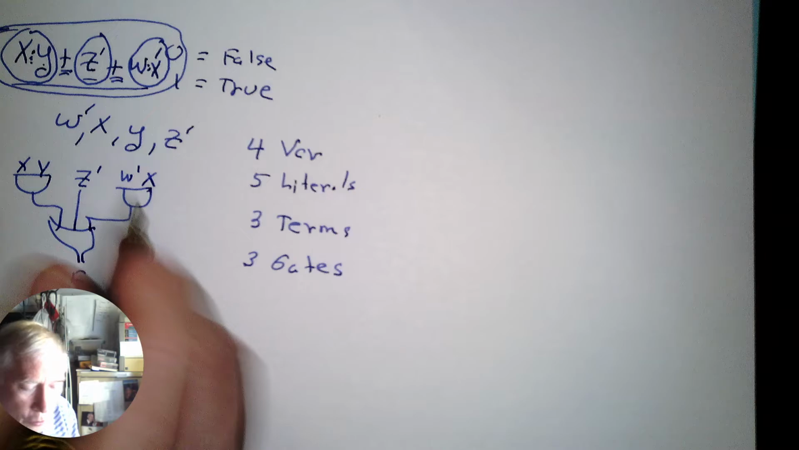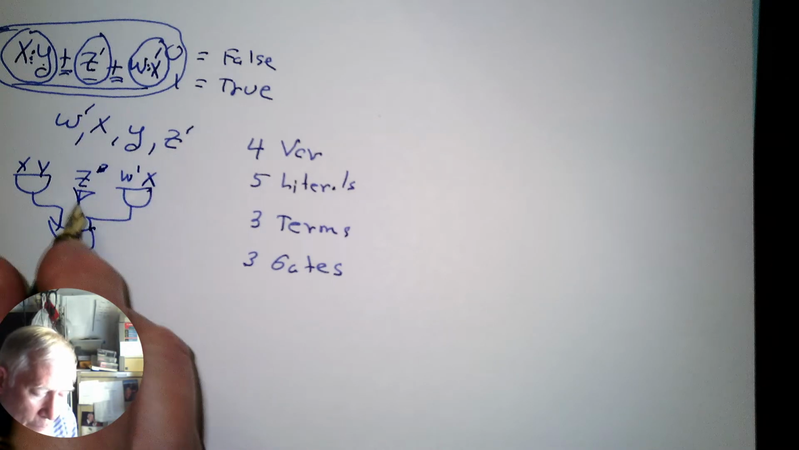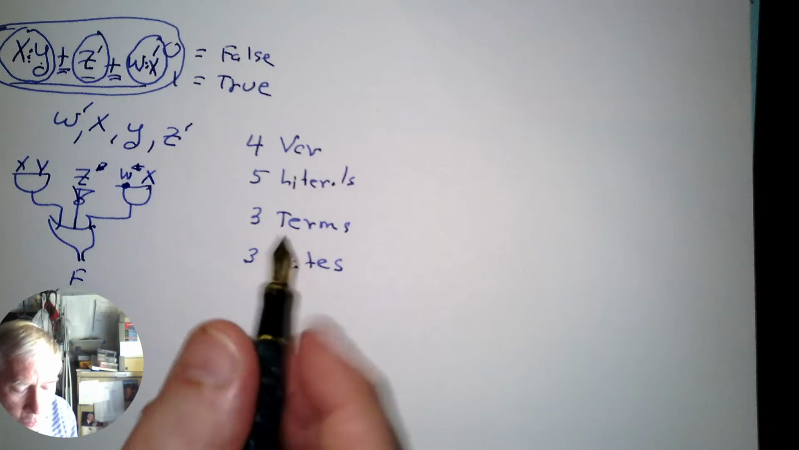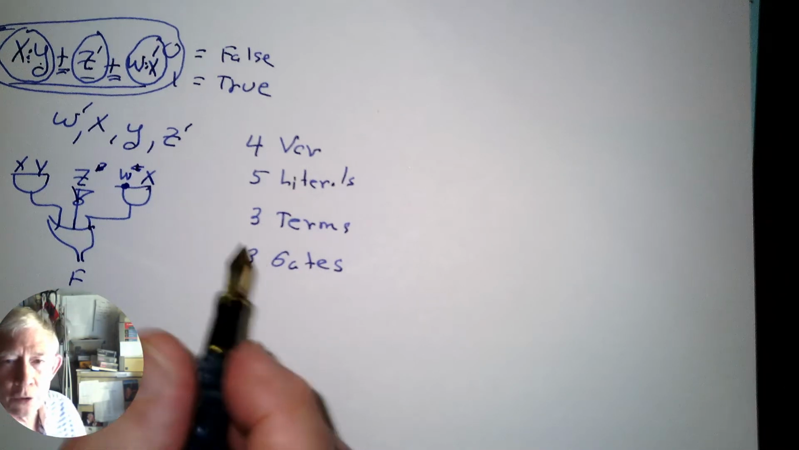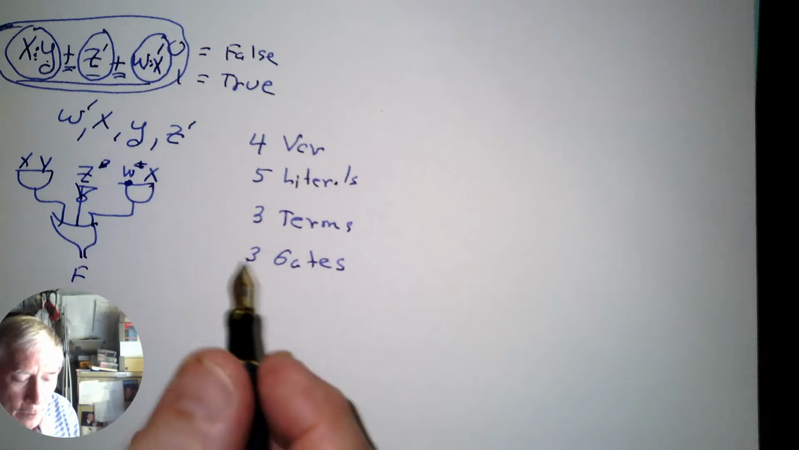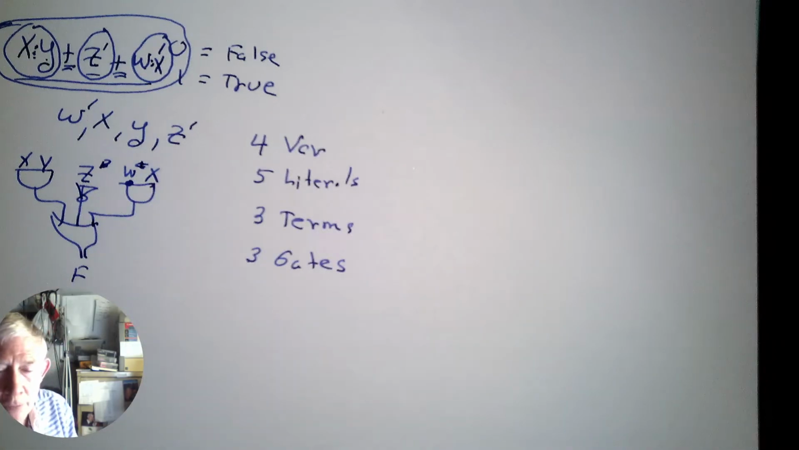Now, if you wanted to, I guess you could call this z, and you could put an inverter here. And you could put a bubble on this input and call this w without the prime. But we're not going to do that in this course. It's easier just to use the variables as they are, and not add inverters and stuff like that we don't really have to put in, because it just makes it more confusing.